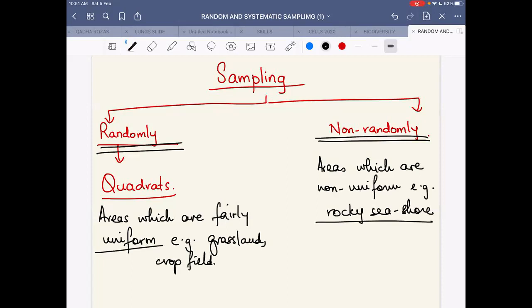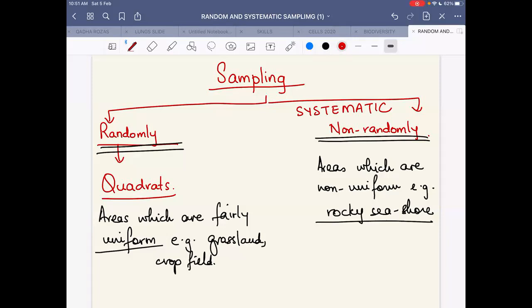So on land there will be different kinds of animals than in the water. So it's a completely non-random area. If someone tells you to go to the sea view and do sampling, you can never do random sampling. For that you have to use another kind of sampling, and the name of this sampling is systematic sampling. So under the main topic of sampling, it can be random or it can be systematic.